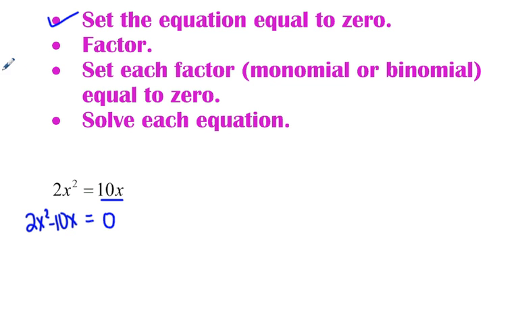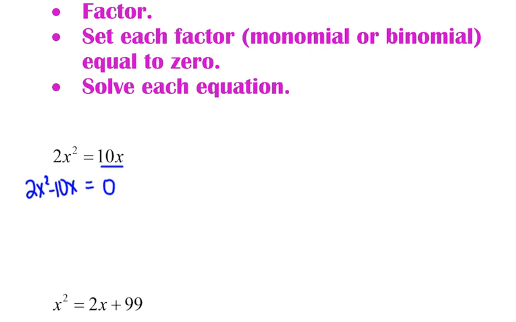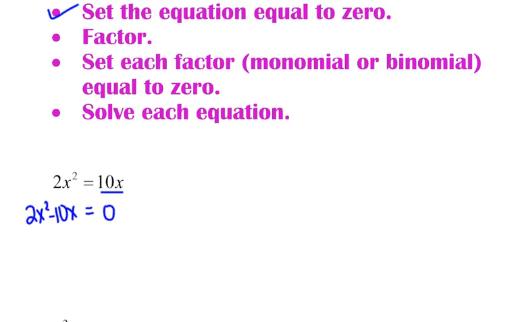So now that my equation is equal to 0, my next step is going to be to factor my problem. You should notice that this problem has a greatest common factor. That's my factoring method. And my greatest common factor of this problem is 2x, which leaves me with x minus 5. That takes care of the second step in my problem.